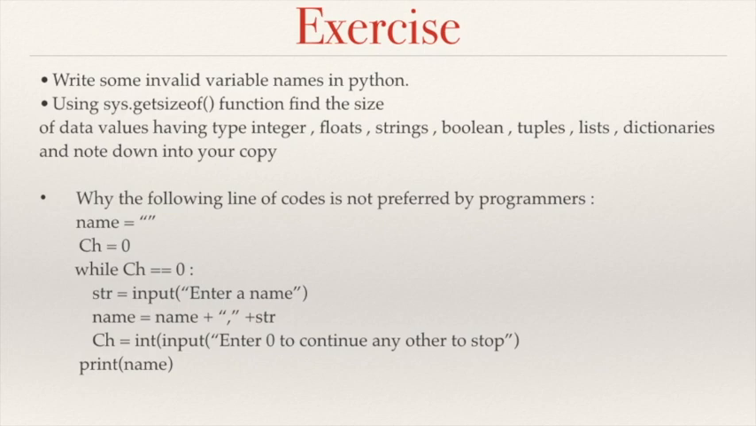So here come these three exercises for you to solve in respect of this class. The first question asks you to create some invalid variable names in Python. You must name at least four of them, all different. The next question asks you to find out the size of different data types of variables which you find across your Python program, like floats, strings, booleans, integers, tuples, lists, dictionaries, etc. You can use any Python IDE for that. The last question is a code snippet which is generally not preferred by programmers. You have to find out why.